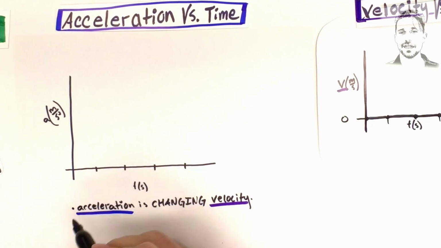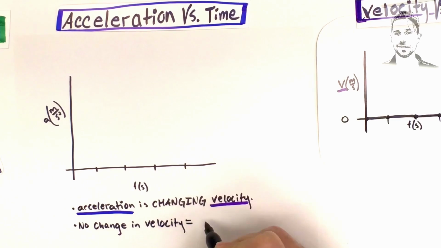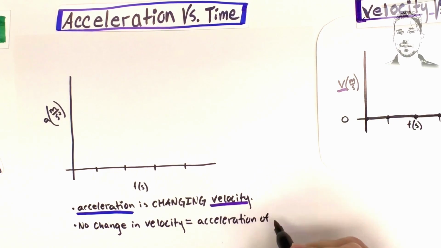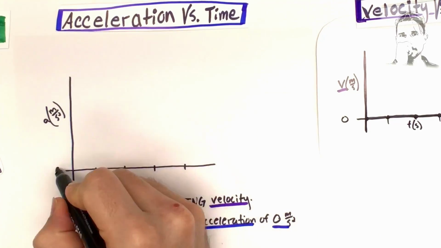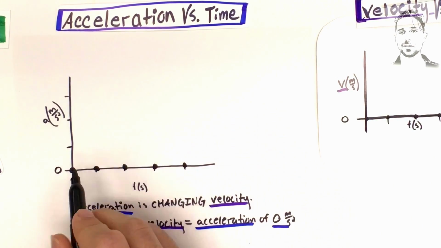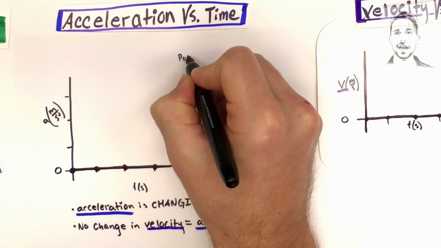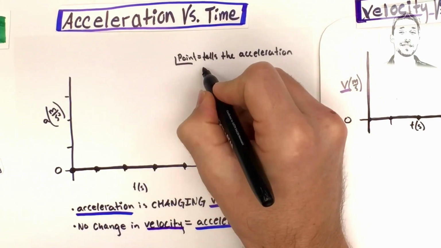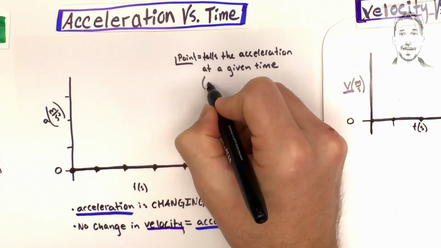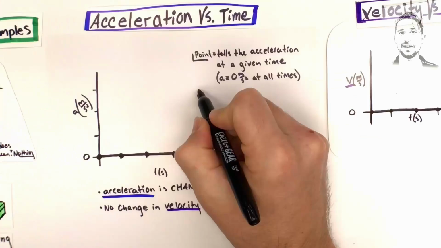So we'll note that there's no change in velocity, and then we'll go ahead and note our points. So our acceleration is 0 meters per second squared. We'll put these dots along. So each point is telling us at every increment of time, this thing is still not accelerating. So now on the acceleration versus time, it's telling us the acceleration at a given time. So the acceleration here is 0 meters per second squared at all time periods.